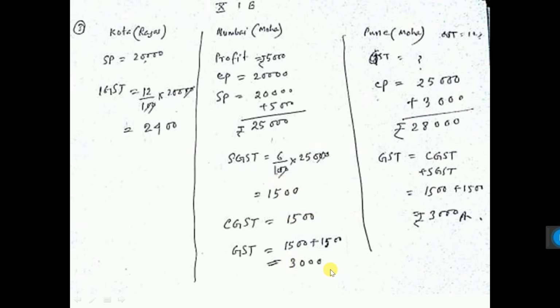Now in case of Pune, Pune is the end user. So their SP will be CP, 25,000 SP, so their 25,000 will be CP plus the tax they have to pay, this 3000. So 28,000 is the CP of Pune, and GST means CGST plus SGST, 1500 plus 1500, that is equal to 3,000. Among this 28,000, 3,000 tax they are paying.